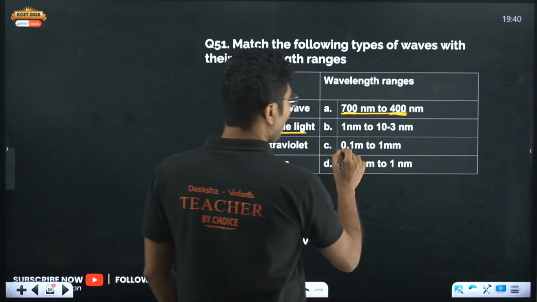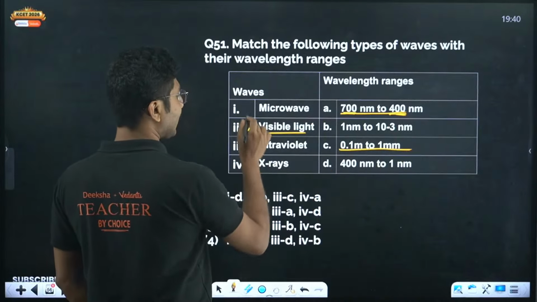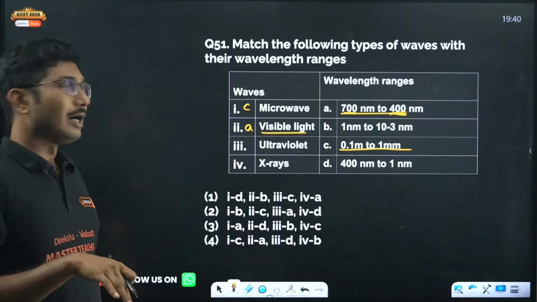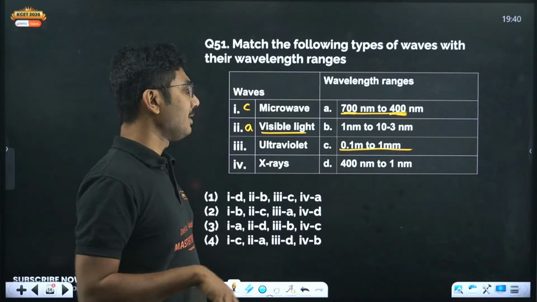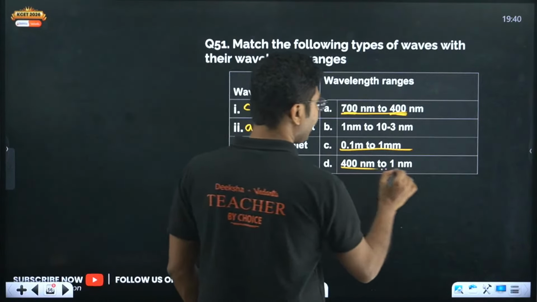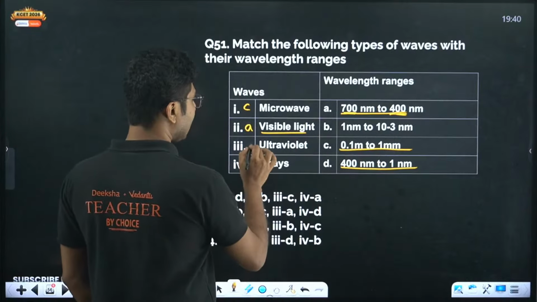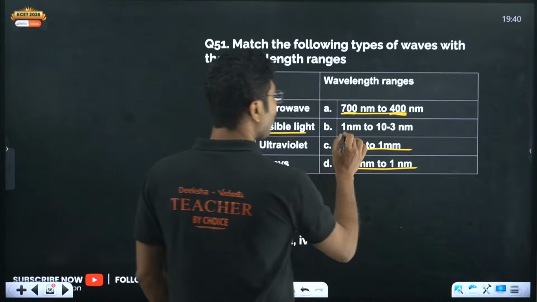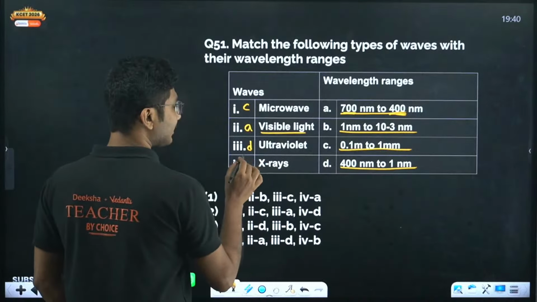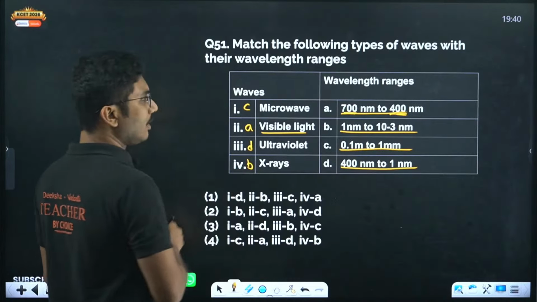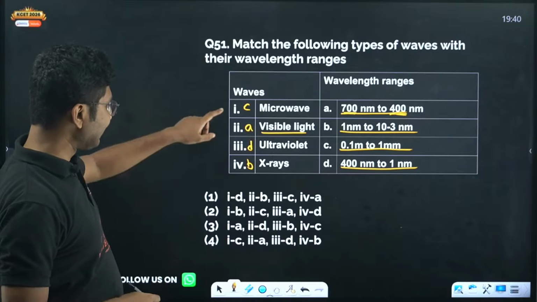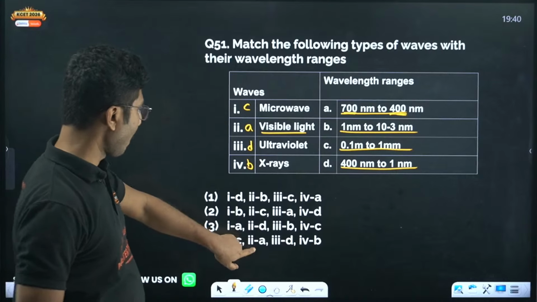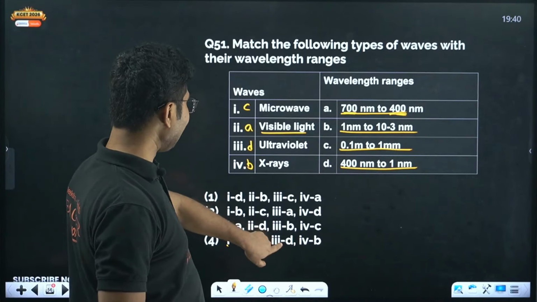That means 1 meter to 1 millimeter. So that is microwave. Ultraviolet is less than visible light, that is 400 nanometer to 1 nanometer. So this is ultraviolet ray. X-ray is even less than ultraviolet, that is 1 nanometer to 10 to the power of minus 3 nanometer. So this must be B. So 1C, 2A, 3D, 4B.